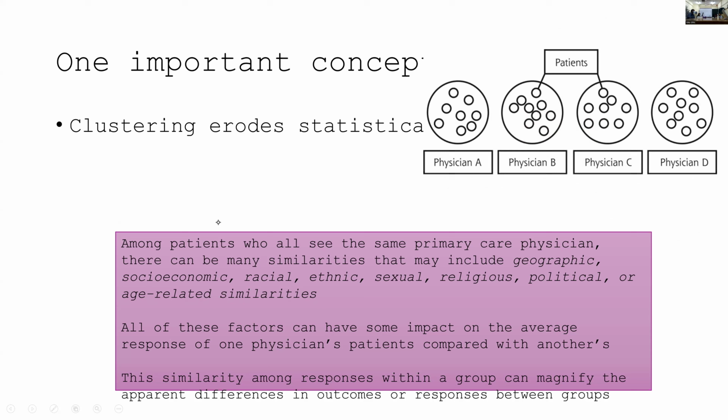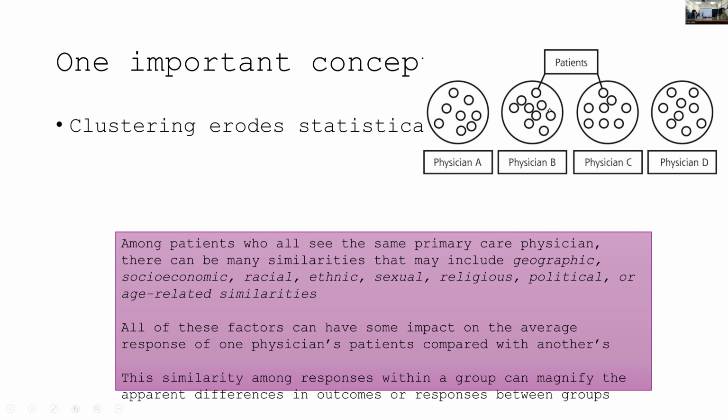The other important concept is clustering erodes statistical power. Compared to a normal RCT, your cluster trial is actually less statistically powerful. Why? For example, suppose these are all patients and they're all going to 4 different physicians. These patients probably prefer physician A. Why? Because there could be some geographic reasons. Probably he's living near their homes. There could be racial reasons, socio-economic reasons, ethnic, sexual, religious, political, or age-related similarities. So only similar people go to one particular physician.